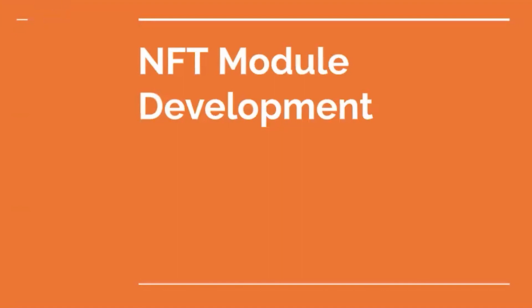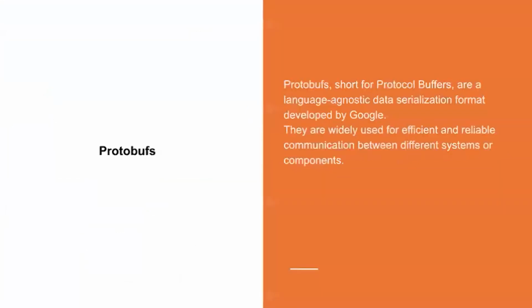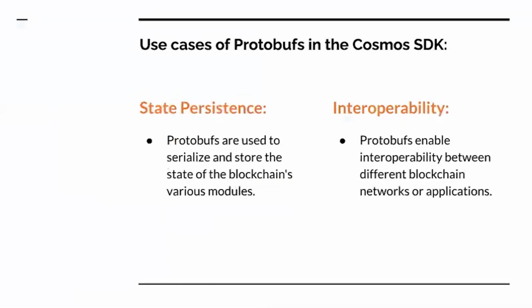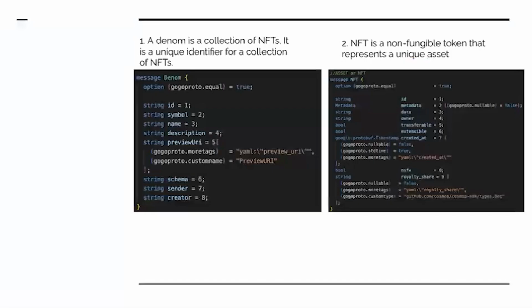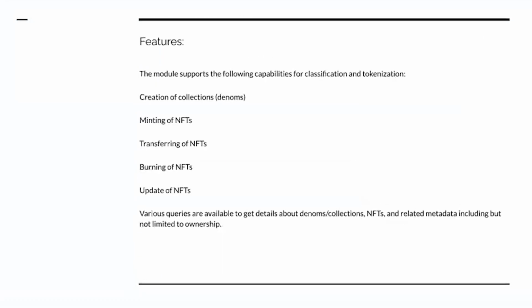So in the previous workshop, we discussed the protocol design, proto design using protocol buffers. We discussed what protobufs are and what their use cases are. Then we went through the actual module definition of our NFT module: how we define the collection, the NFT, the metadata and the collection denoms, and the CRUD operations, minting, transfer, burning NFT, and update NFT. How we can define those in our protocol buffers.